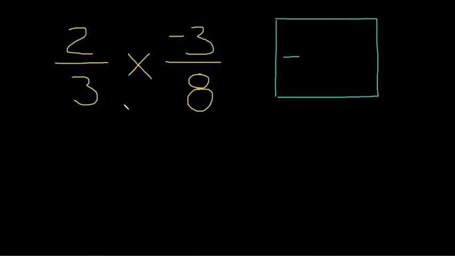So now let's go ahead and do it. We don't need to convert anything, so let's just do it right here. I'm looking at my diagonals. I got a 3 and a 3. Well, 3 goes into itself once, 3 goes into itself once. I look at these diagonals. I know 2 goes into 8. Okay, so 2 goes into itself once. It goes into 8 4 times. And now we just multiply across. 1 times 1 is 1. 1 times 4 is 4. So 2/3 times negative 3/8 equals negative 1/4.